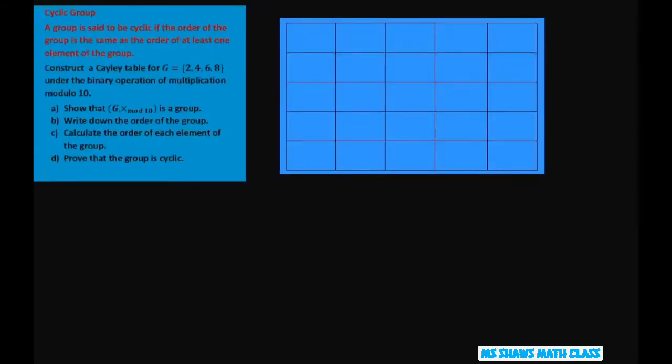So the first thing we're going to do is construct a Cayley table, and that means right here you're just going to write multiplication modulo 10, like that. And then write your group numbers here, 2, 4, 6, 8, and 2, 4, 6, 8. And then under modulo 10, we're going to multiply and get our answer. So 2 times 2 is 4. 2 times 4 is 8.